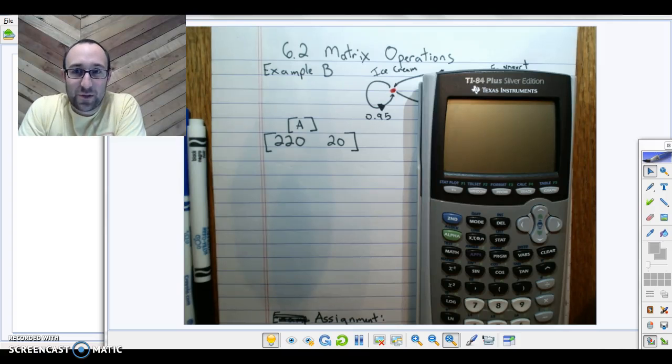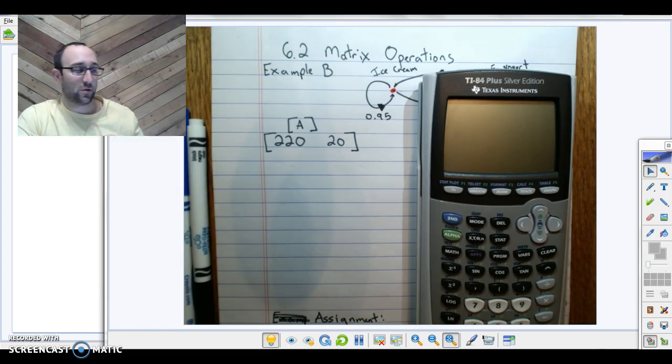Alright everyone, welcome to 6.2 matrix operations, and this is example B. What we're looking at from the last section, example A, was scalar multiplication, which means you take a number, multiply it by a matrix, and that way it's just that number times each element in the matrix. What we're going to do now is look at what happens if we have a matrix times a matrix. How do you do it? What does it look like?